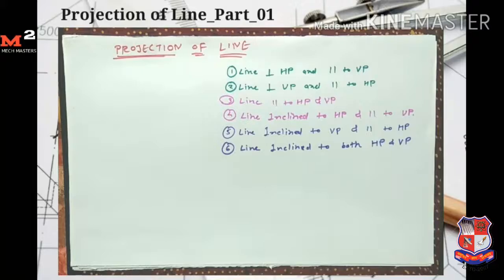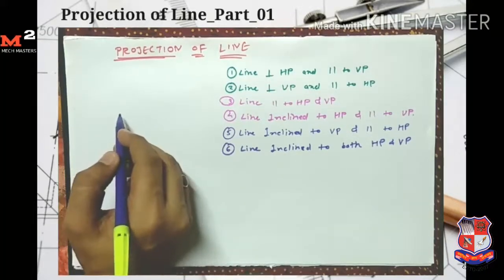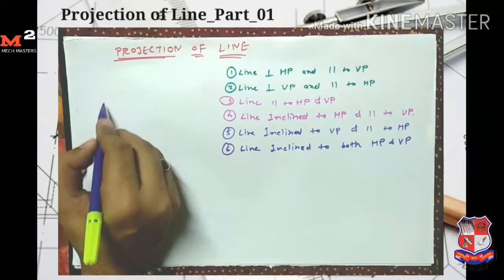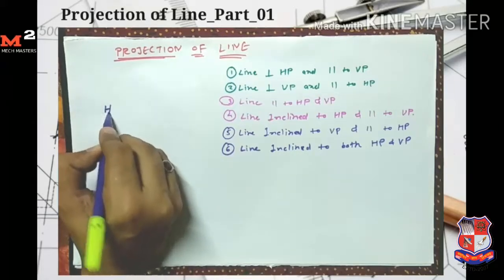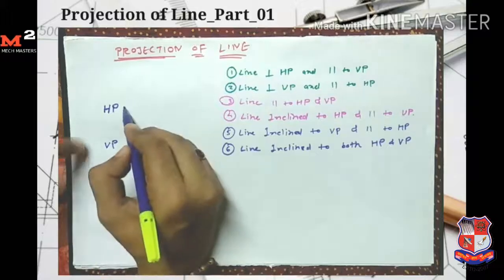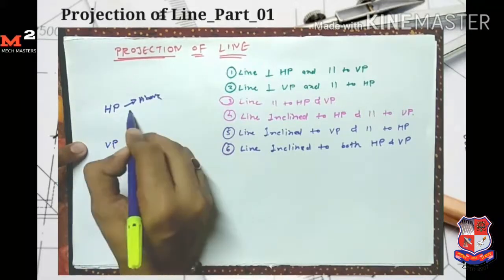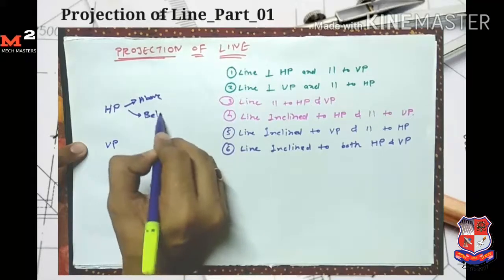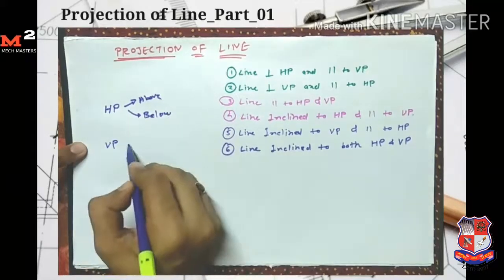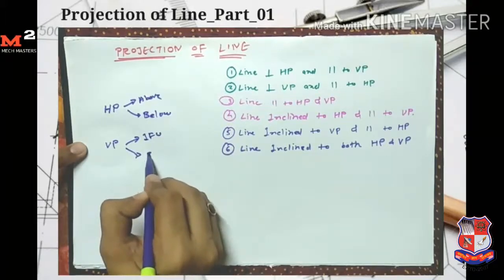Before starting the projection of line, first we revise the main topics that we learned in projection of point. In projection of point, we learned that for representing the point we have 2 conditions, one with respect to HP and one with respect to VP. With respect to HP, either the point is above HP or below HP. And with respect to VP, either the point is in front of VP or behind VP.